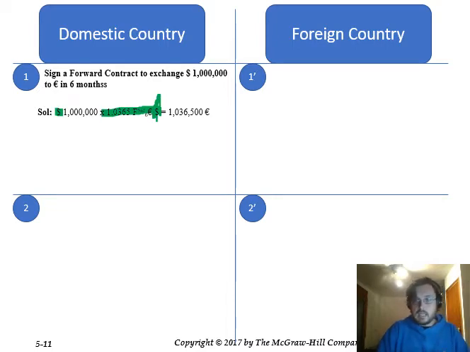That's the money that we get if we wait 6 months. The problem is that we don't want to wait. We can't wait. We need money today. To get money today, we go for the second step.